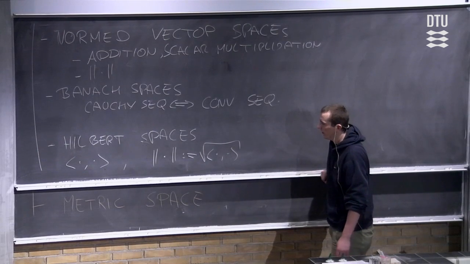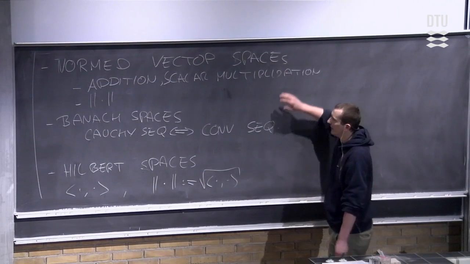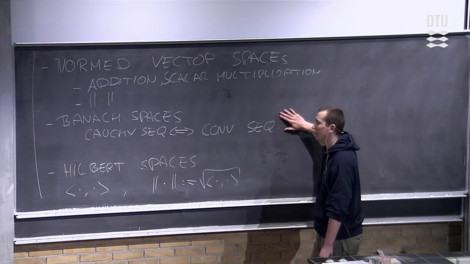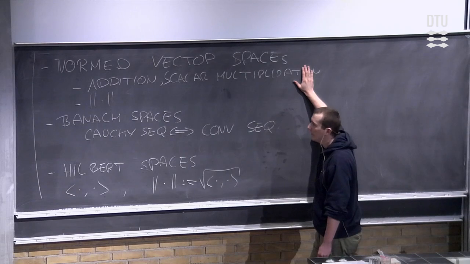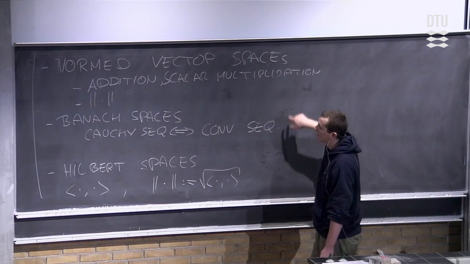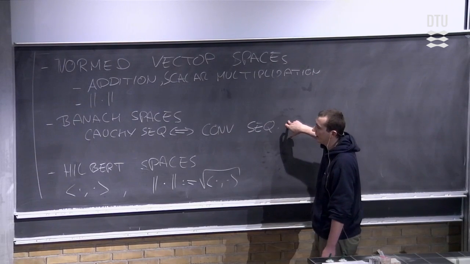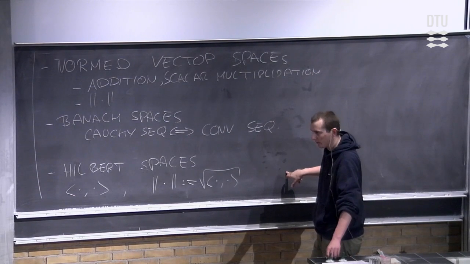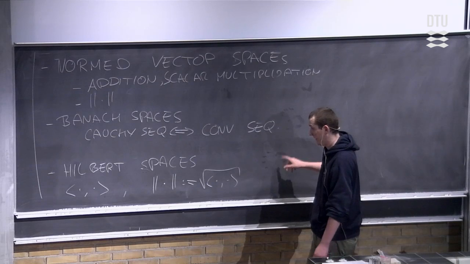Now, we have seen that every Hilbert space is a Banach space, and every Banach space is a normed vector space. But not every normed vector space is a Banach space, and not every Banach space is a Hilbert space. If this wasn't clear to you before, I hope this will be clear to you by now.